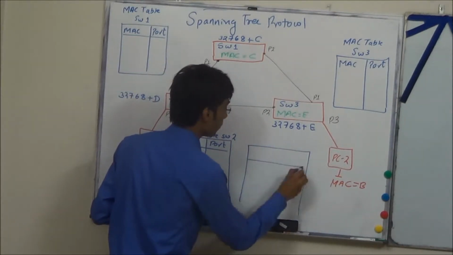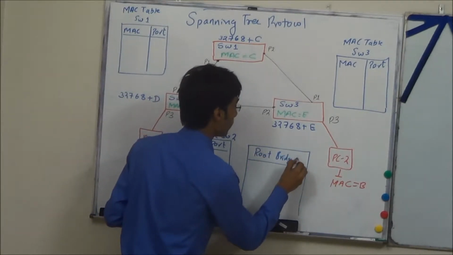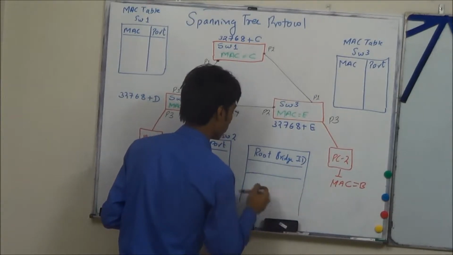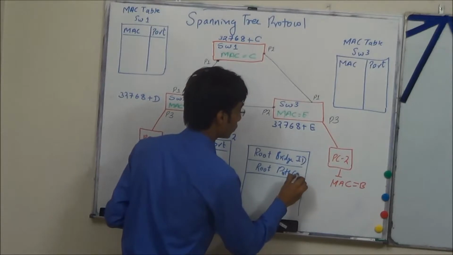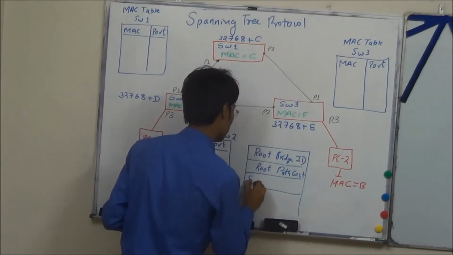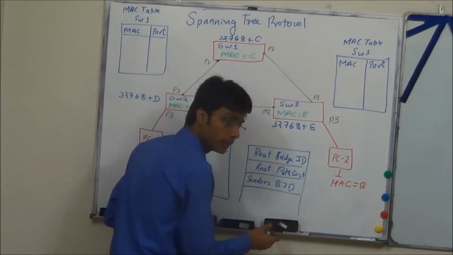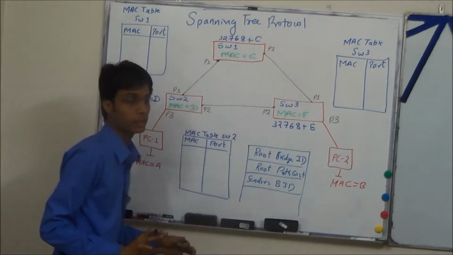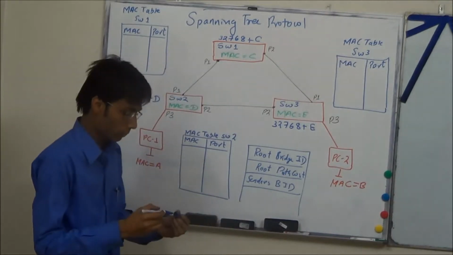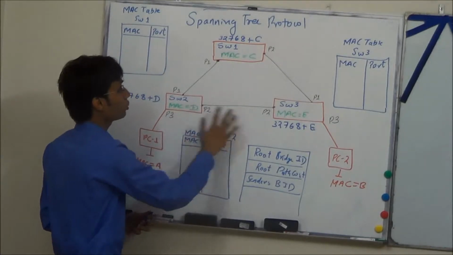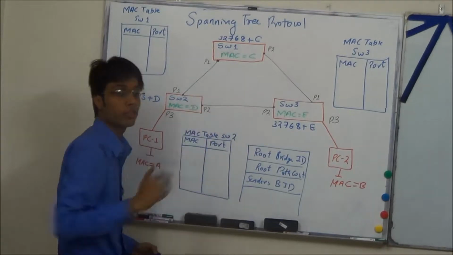The first field of the BPDU is the root bridge ID. The second field is the root path cost, and the third field is the sender's bridge ID. There are a few other fields, but for now we don't need those. So this is a cutout of the BPDU. As soon as switch 1, switch 2 and switch 3 boot up, they start sending their BPDUs towards all their active interfaces.